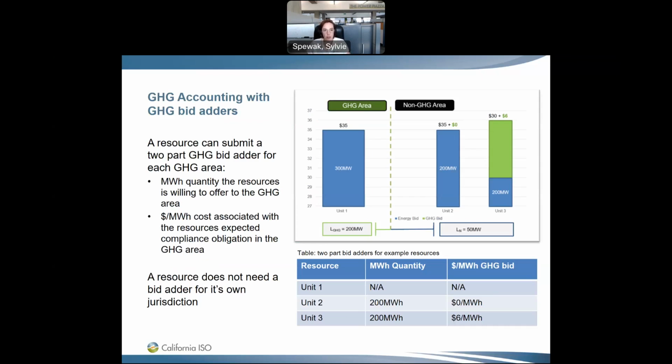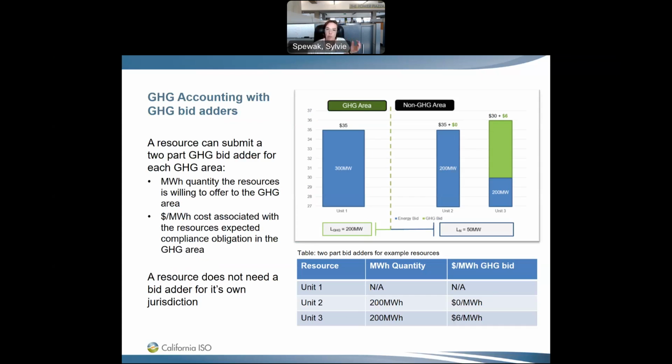So the first part of this two-part adder is a megawatt quantity, and that says what the megawatt quantity a resource is willing to offer to the GHG area. This is a very important concept because GHG participation is entirely voluntary for resources that are outside of a regulated state.